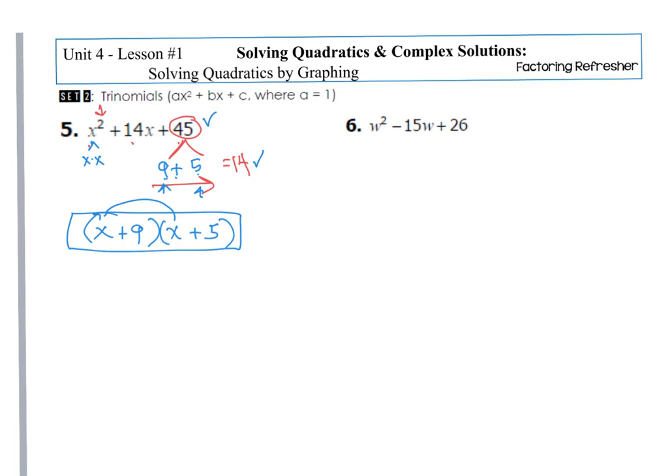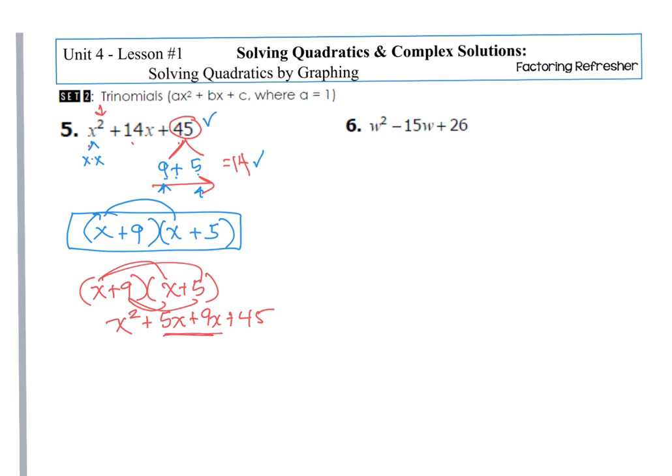Nice, lovely FOIL problem. Again, you can still check this to see if you've done it correctly. If I multiplied it back out, x plus 9 times x plus 5, if I FOIL it, I'm going to get x squared plus 5x plus 9x plus 9 times 5 is 45. The middle two always combine, and so we have x squared plus 14x plus 45. So that's how I know I've done it correctly, because the answer I got multiplied back to the original.